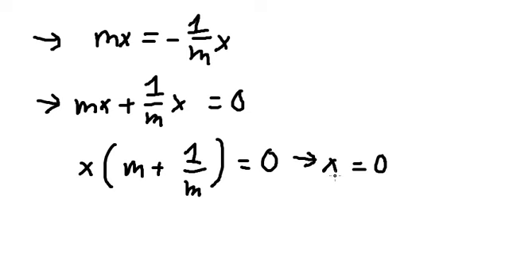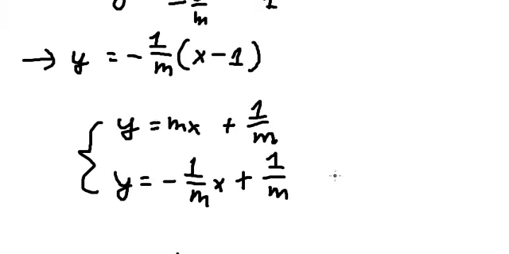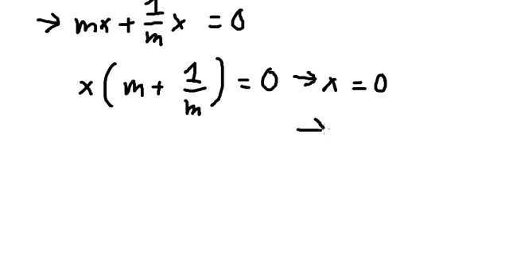After we have x equals number 0, we put this one in here to find the value of y. So y equals 1 over m. And this is the final answer.